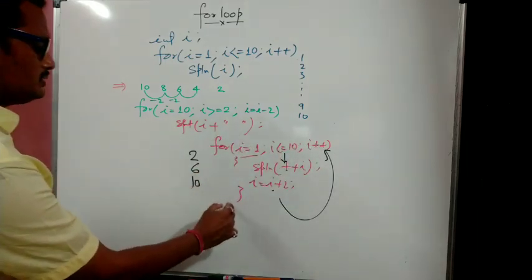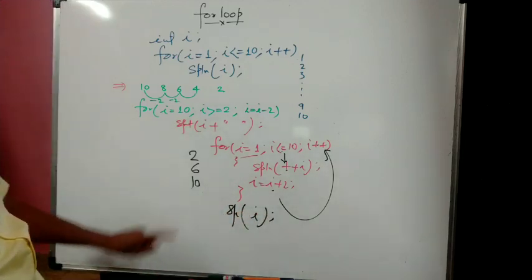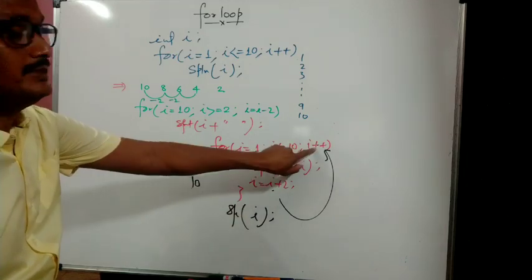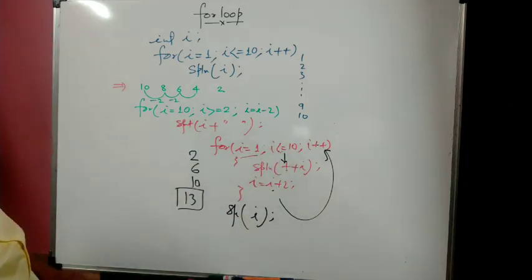And if you write outside of the for loop, the last value of I will be what? After printing 2, this is 12, this is 13, the last value it will print is 13. This is the way to work in a for loop.